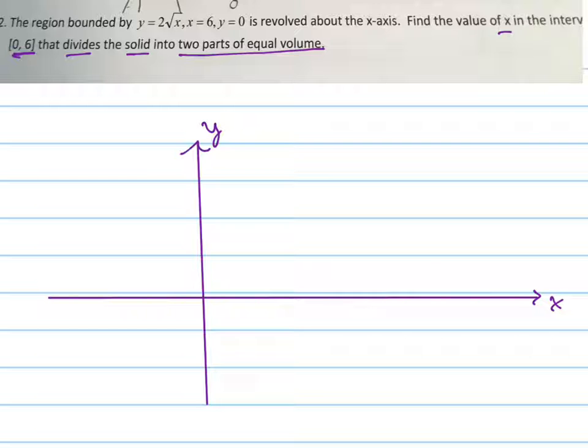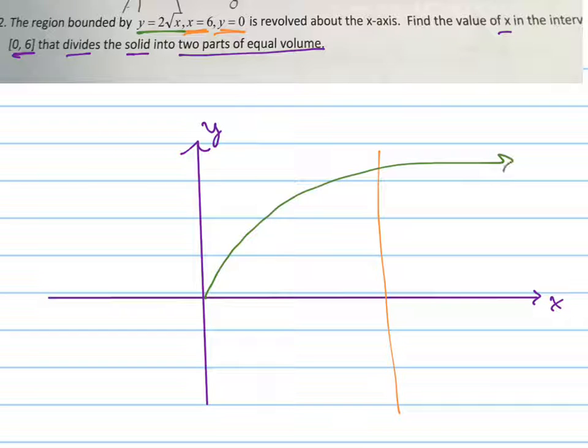So there's my xy axis, and then x equals 6 is going to be right over here. y equals 2 root x is going to be half of a sideways parabola like that. And then it said with the x-axis also. So this is the region that we're doing.